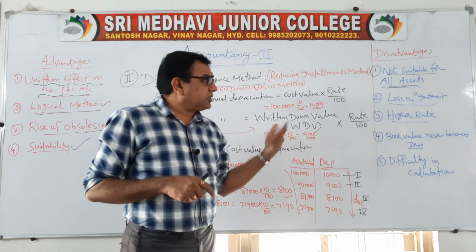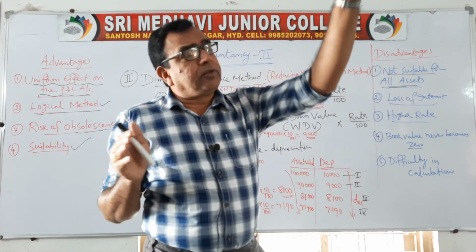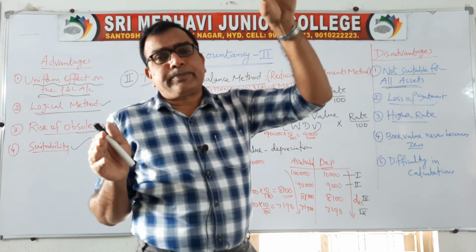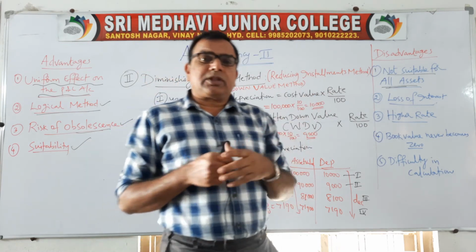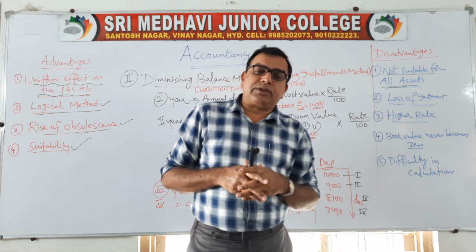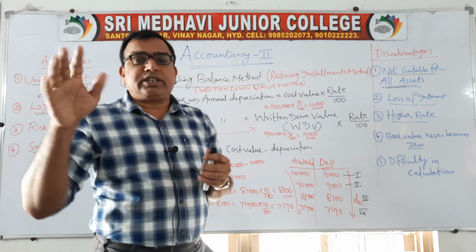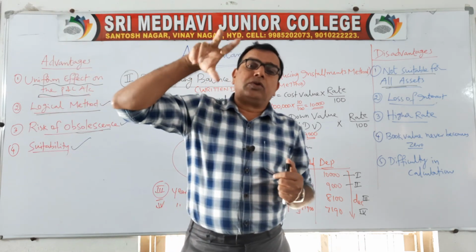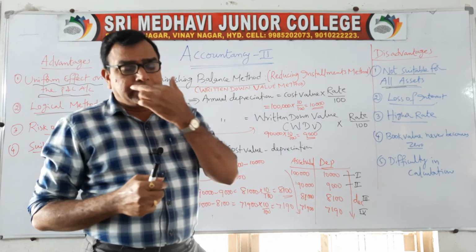Then loss of interest. As we discussed in the previous class, unless the depreciation amount is invested somewhere, in funds or in banks, we don't get any reward on that. In this method also, as in the fixed installment method, the amount of depreciation written off on the debit side of the P&L account is used just like any other expenditure, but the amount is not invested anywhere, so we don't get returns like interest or any benefit.